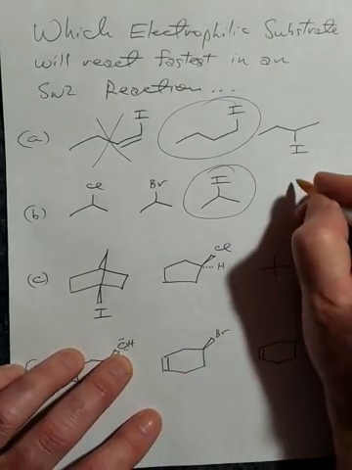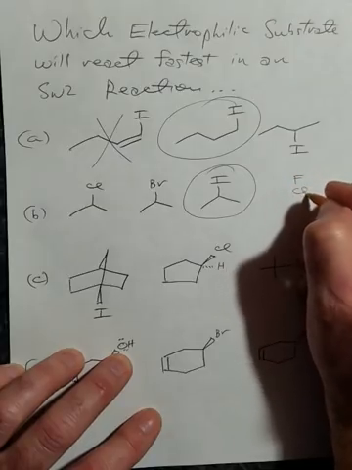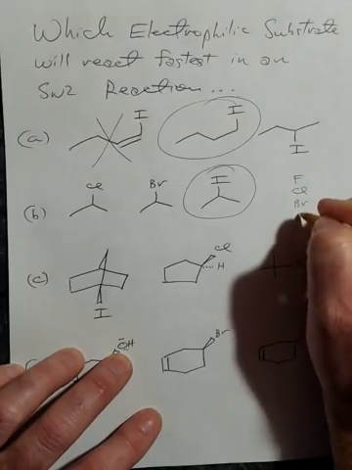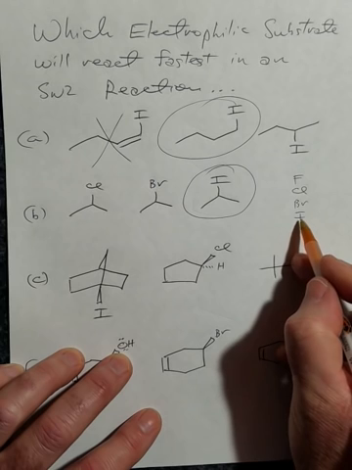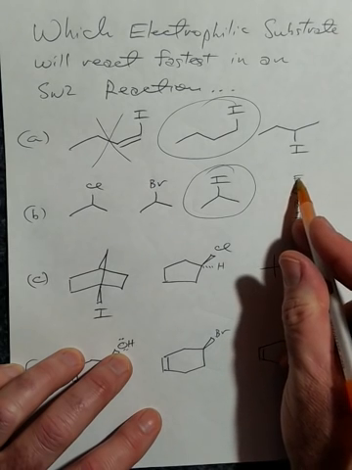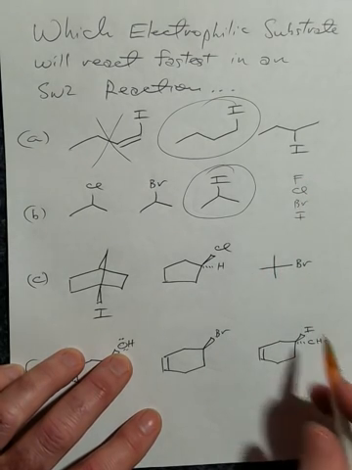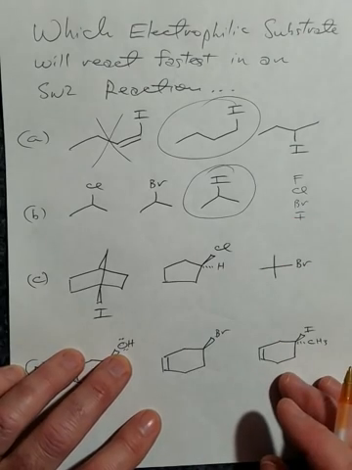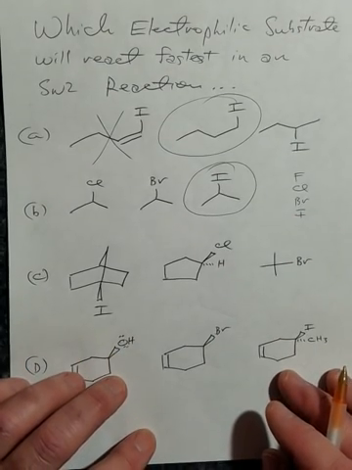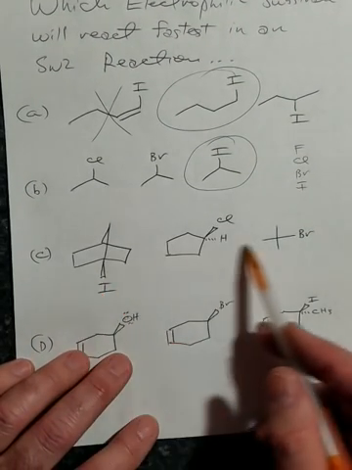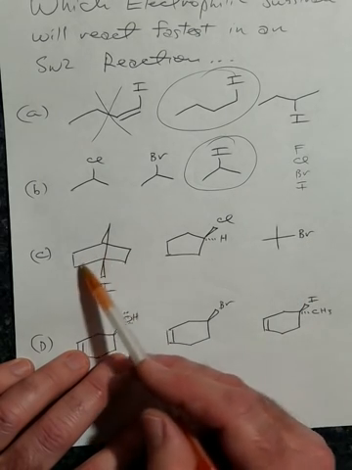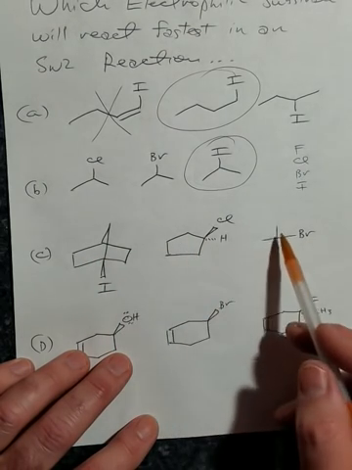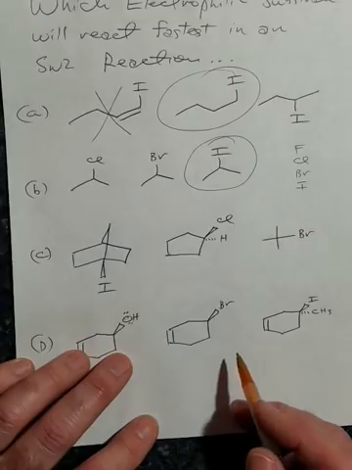If you remember the way the halogens are located on the periodic table, it looks like this. Iodine's your best leaving group, followed by bromine, followed by chlorine, followed by fluorine. So our winner here is simply the one that has the best leaving group. Let's look down at C. Here I have a bridged bicyclic, here I have a cyclic, and here I have a tertiary butyl bromide.